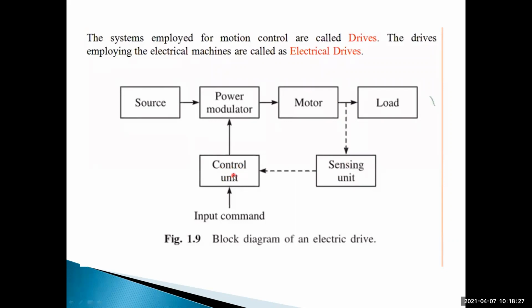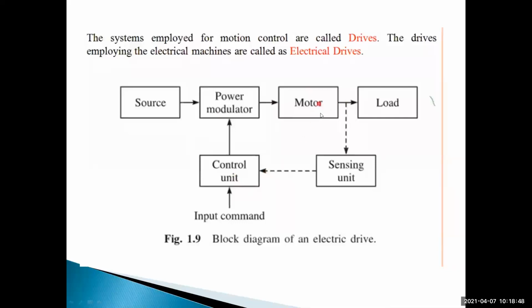The control unit is nothing but, so different types of control units are there: gate firing angle control, gate control, firing control. By controlling the gate signal, this power modulator can be controlled according to the motor output.